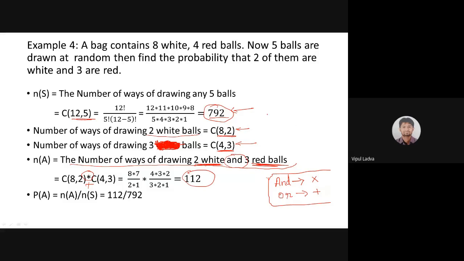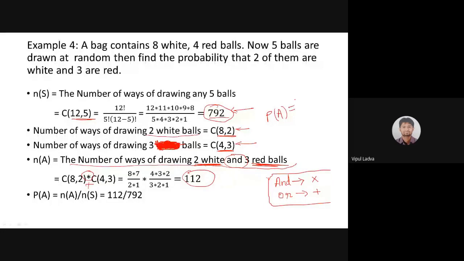And as per the formula for P of A, we need the favorable cases. Now that will be 8C2 into 4C3 divided by total cases, that is 12C5. I was just concerned about this product. Why am I using the product in this particular case? Because the word was "and". We need 2 white and 3 red balls. Hopefully this is clear to all of you.